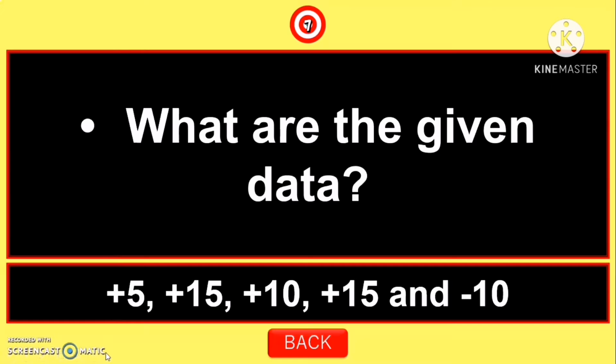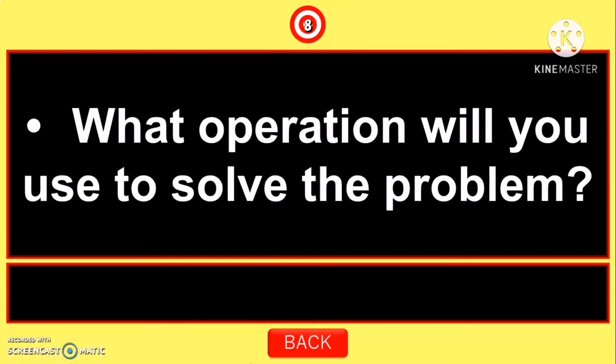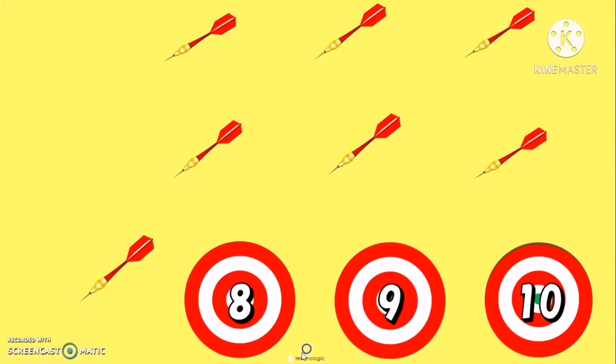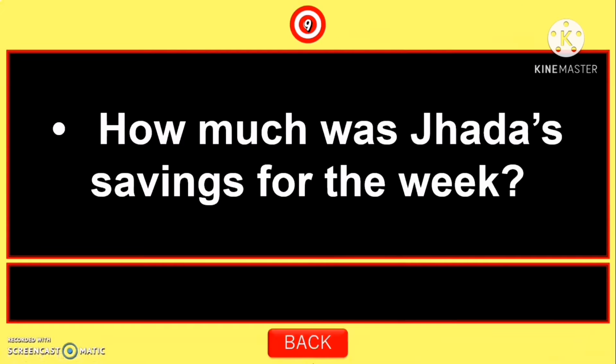Correct. All the amounts saved on Monday, Tuesday, Wednesday, and Friday are positive integers, while the amount on Thursday is a negative integer. Next question is number 8. Please read and answer. Correct. We will use addition or the number line to arrive at the answer. Okay? Our next question is, how much did she save?